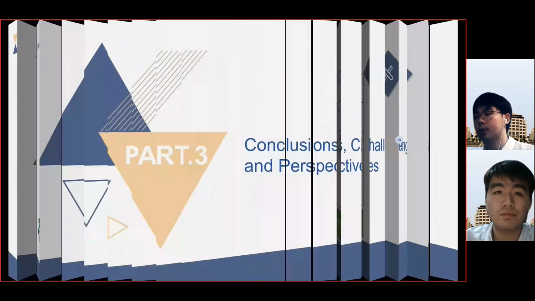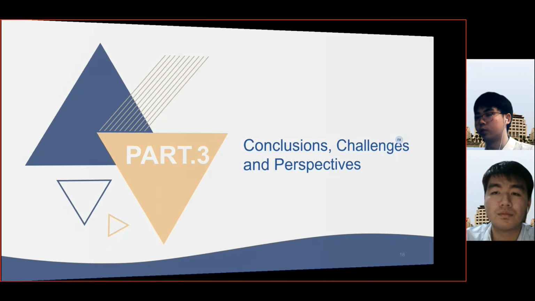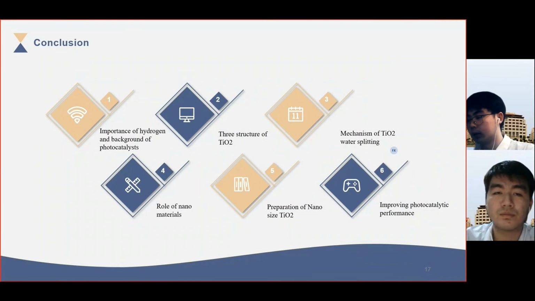So next, let's do the conclusion. In summary, hydrogen as a clean and new energy resource plays an important role in the energy structure transition. Among the many current hydrogen production methods, using nano TiO2 as a photocatalyst to split water and generate hydrogen is a very promising method. TiO2 can be divided into three types according to the crystal structure, and the mechanism of water splitting is discussed. Next, the two preparation methods of titanium dioxide, solvothermal alcoholysis and the sol-gel method, are introduced in this report.